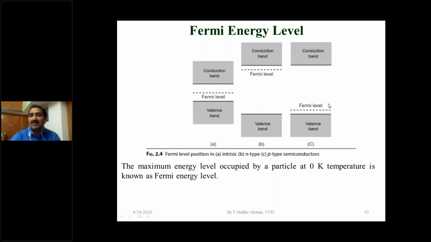Coming to the p-type semiconductor, generally the conduction band is empty. In a p-type semiconductor, empty sites are more and more, so the empty sites reach the valency band. That's why the Fermi level lies near the valency band. I will explain later theoretically. That means carrier concentration in n-type semiconductor and carrier concentration in p-type semiconductor, we will discuss elaborately with the proof also. So what is meant by Fermi level? The maximum energy level occupied by a particle at 0 Kelvin temperature is known as the Fermi level, Fermi energy level.